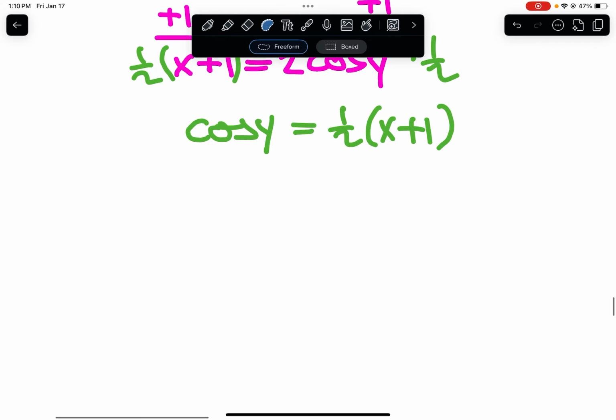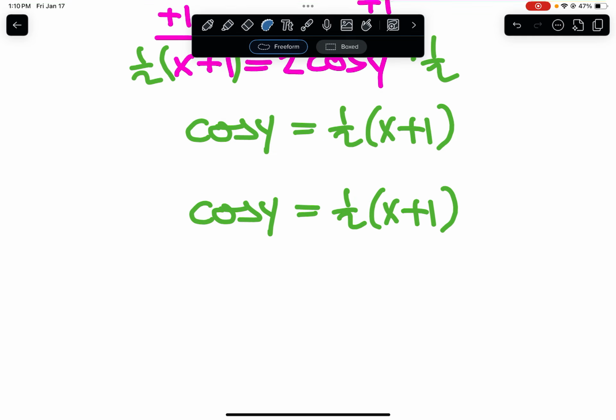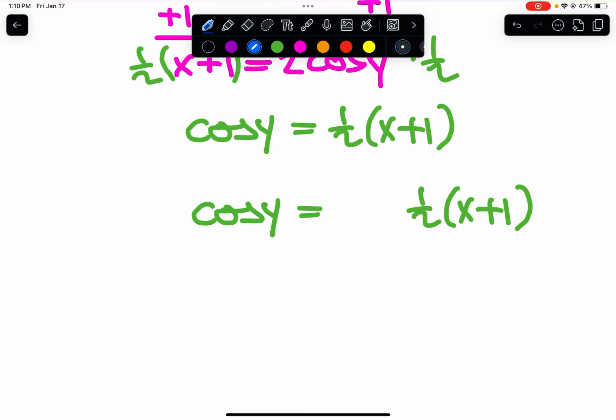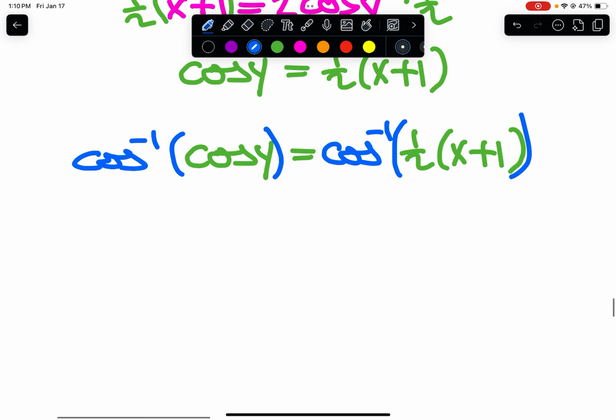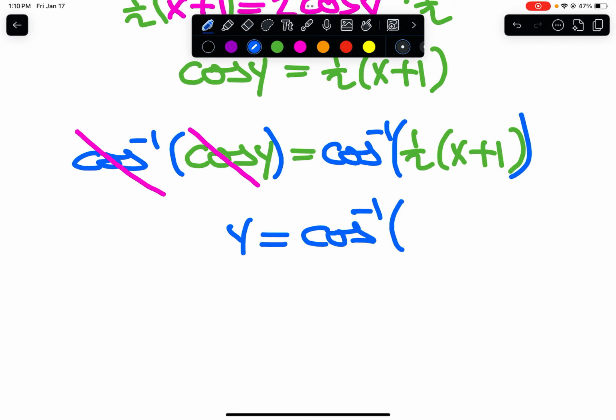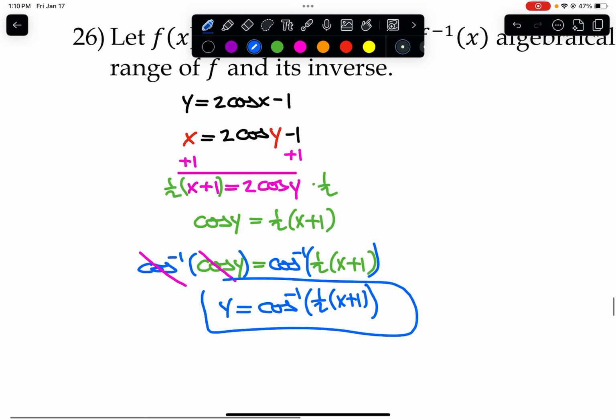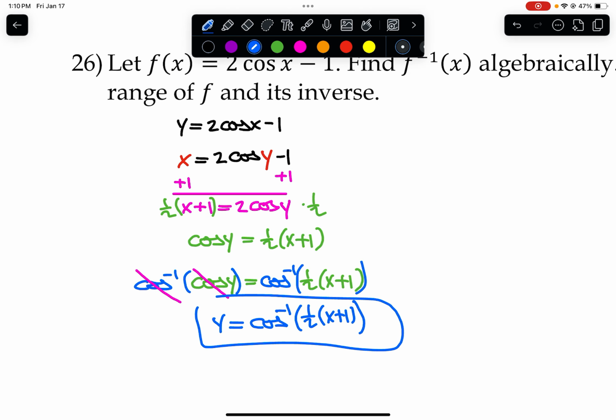Now I need to get rid of this cosine to get the y value by itself. So what I'm going to do is take the inverse cosine of both sides. Okay, so when I do that, your cosines here are going to simplify, and then we're going to be left with just y equals the inverse cosine of 1/2 (x plus 1). So that would be your inverse. So that's all I'm going to do on that problem, but just know you are going to be responsible for the rest of it. I just wanted to kind of show you what's new.